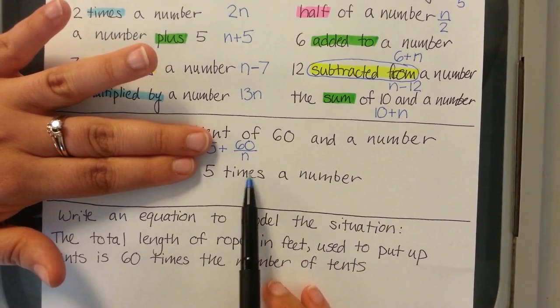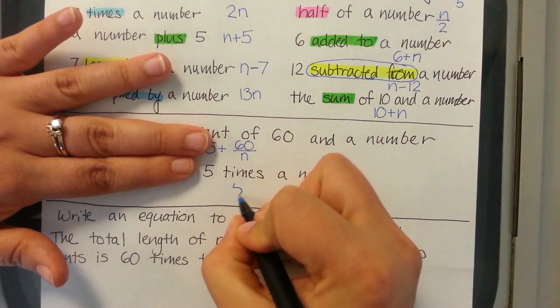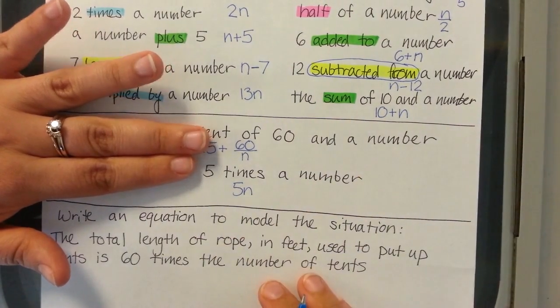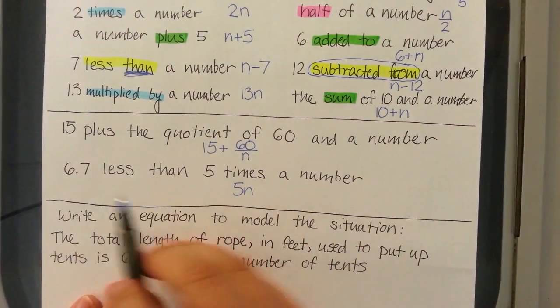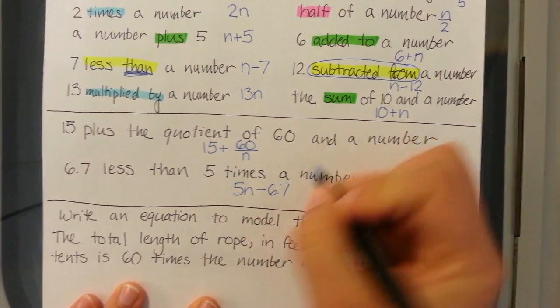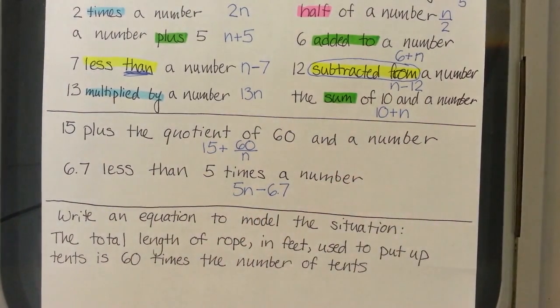And then I do 5 times a number. So that means 5n. Okay, now I do my less than. All right, 6.7, so minus 6.7. So yeah, that one's a little tricky.